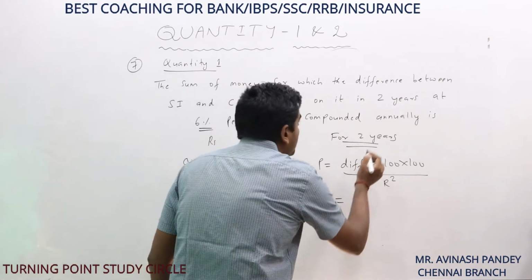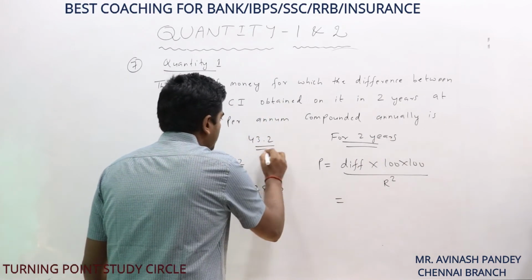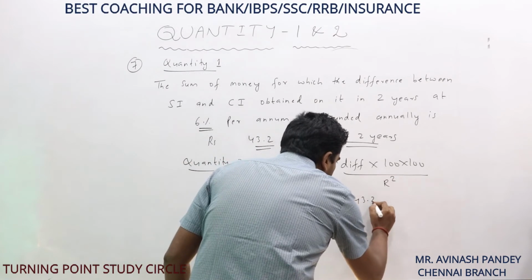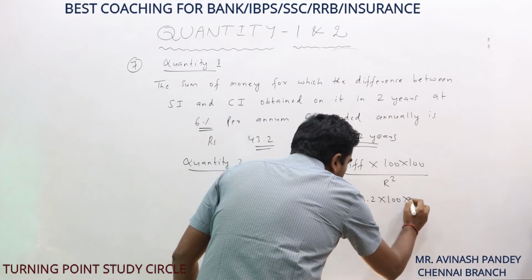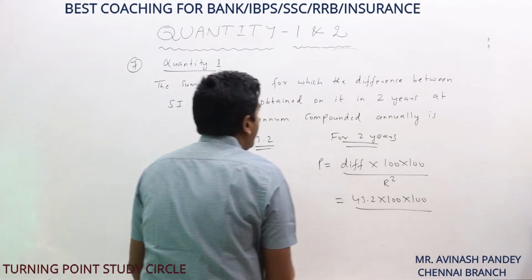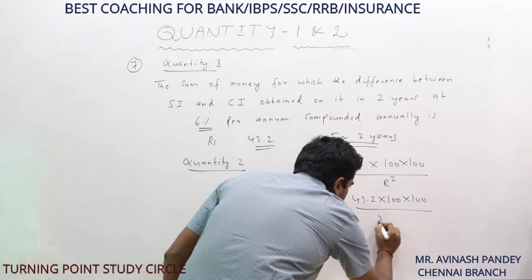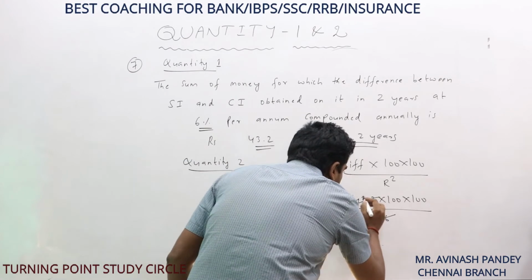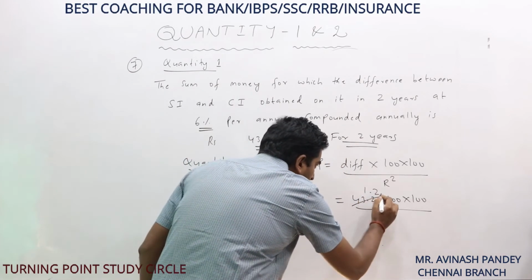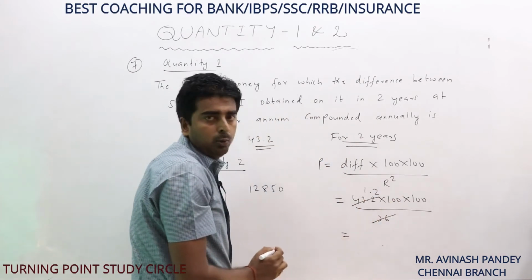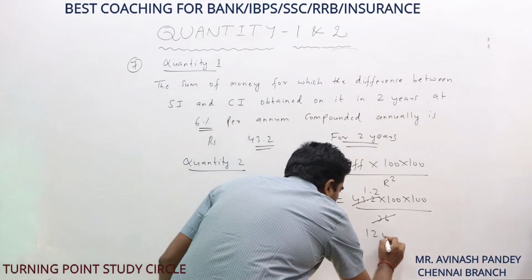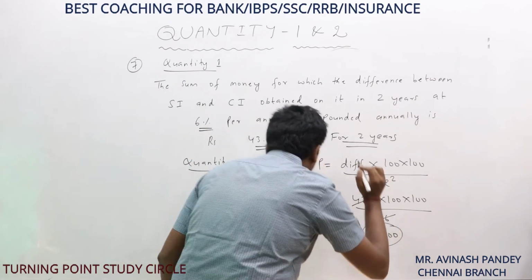So substitute everything. What have they given you as the difference? Difference is nothing but 43.2. So 43.2 into 100 into 100, and what about R? R they have given you, 6%. So what is 6% squared here? 36. When you cancel this directly, 36 by 36, 1, and 1.2 into 10,000. So what is your answer? 12,000. So the answer is nothing but 12,000, right?